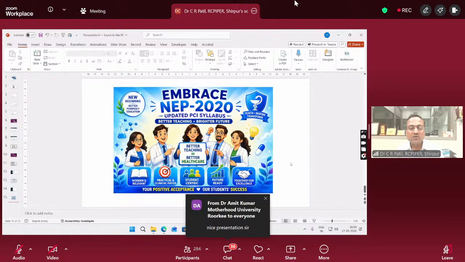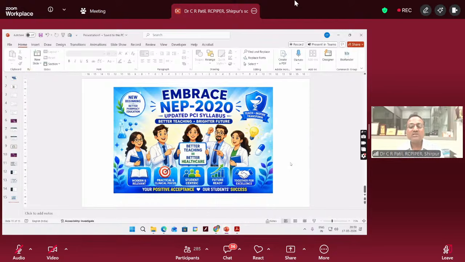Now it is our opportunity, our responsibility as teachers to embrace this particular syllabus, try to create contents, try to share the contents that you are creating as open educational resources. So that will be a real transformation.